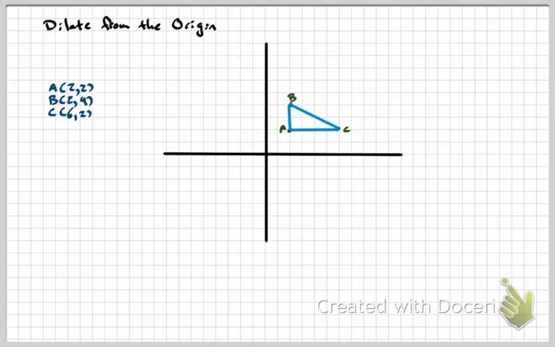So go ahead and pause the video if you haven't printed out the outline and copy down this graph. You have 3 points, A, B, C, making up that triangle. A is at 2, 2, B is at 2, 4, and C is at 6, 2.